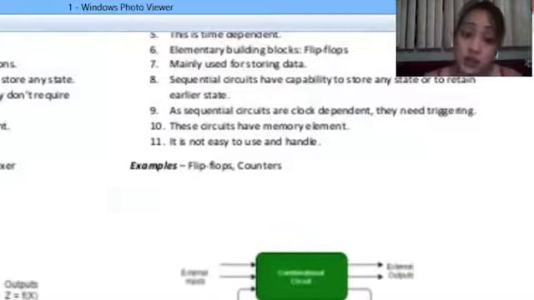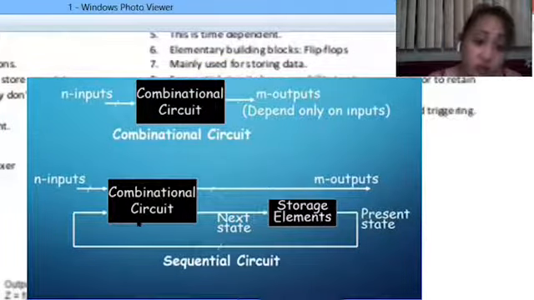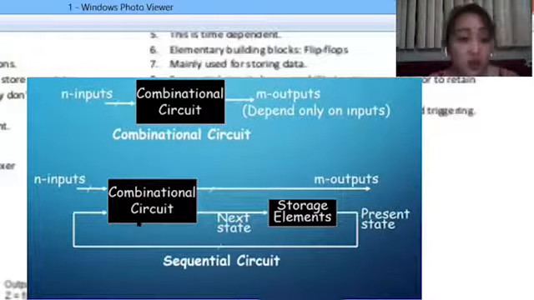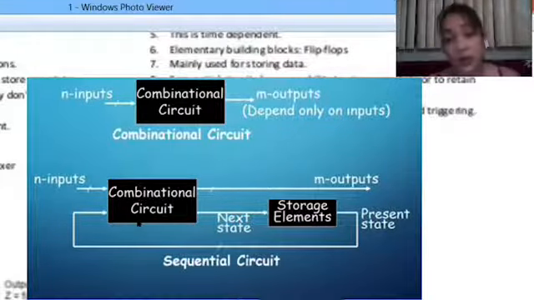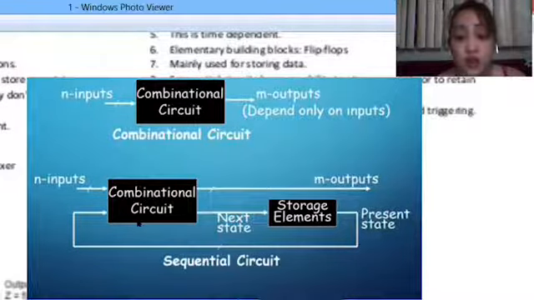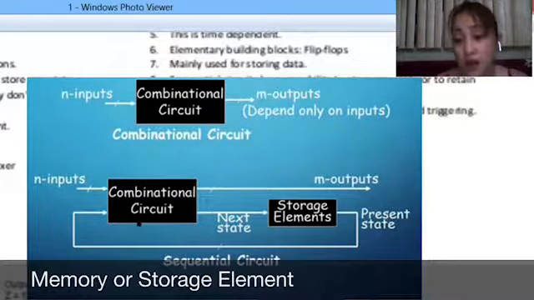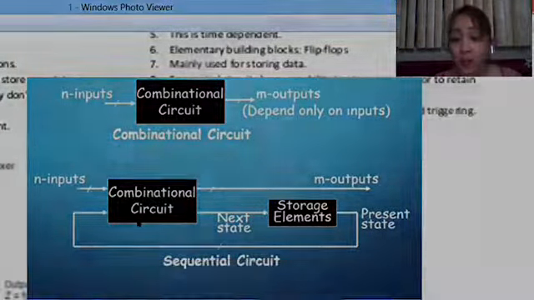As you can see, this one is the example of the combinational circuit. The input and output are independent. They are also called open loop. There is no loop happening. While in sequential, we have feedback, and that is the memory element.